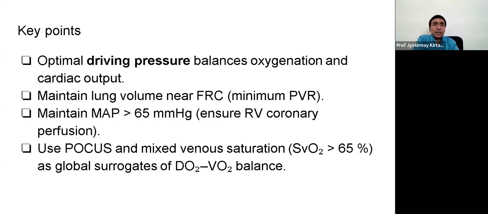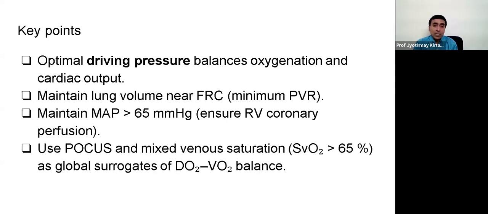So the key point is to look at the driving pressure so that there is no atelectasis causing V/Q mismatch. There is no over distension, which will cause RV preload to reduce, afterload to increase and cause RV failure. Maintain the lung volume near FRC. So that's the trick. How you do it is unique for each patient. So that's the game, which AI or probably an algorithm can take over. The clinician has to do it.